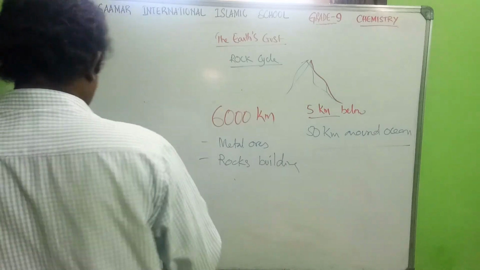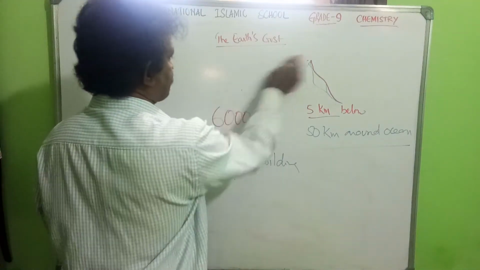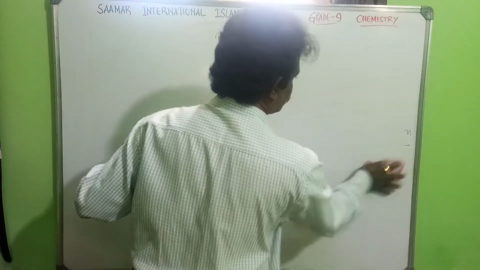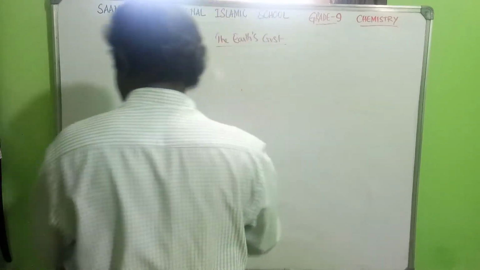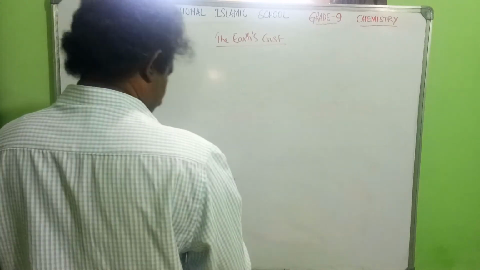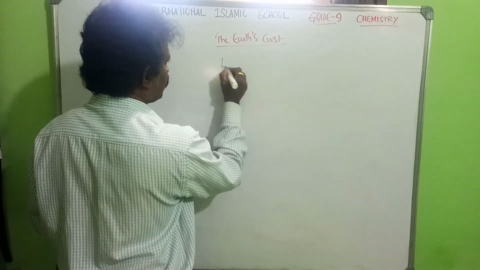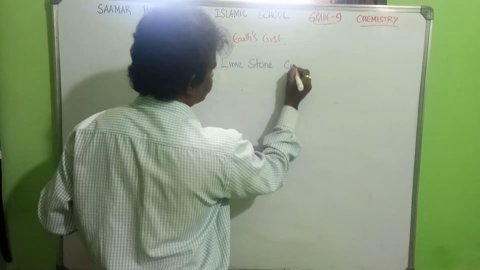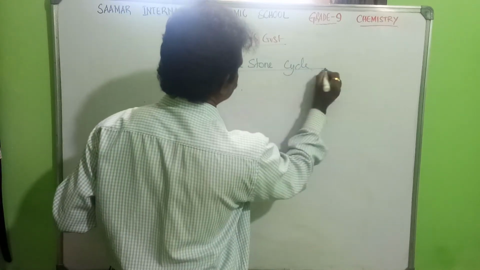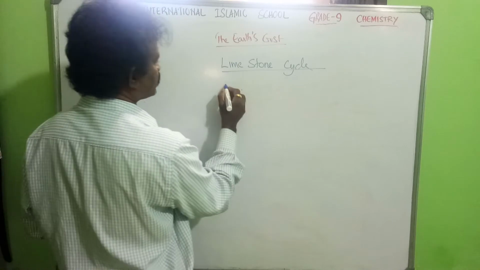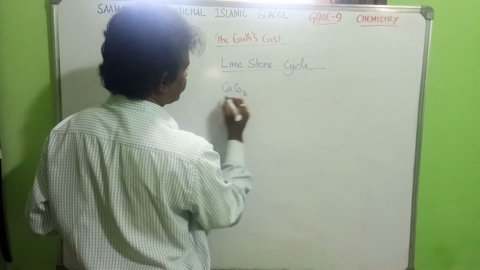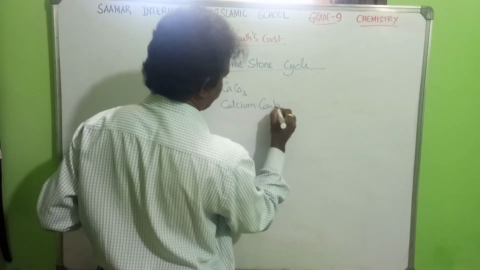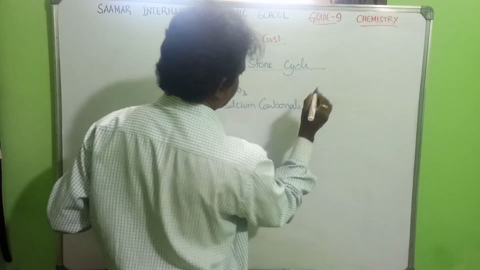Let's go to the limestone cycle. Next one is limestone cycle. What do you mean by limestone? Limestone is nothing but calcium carbonate. This is called as limestone.